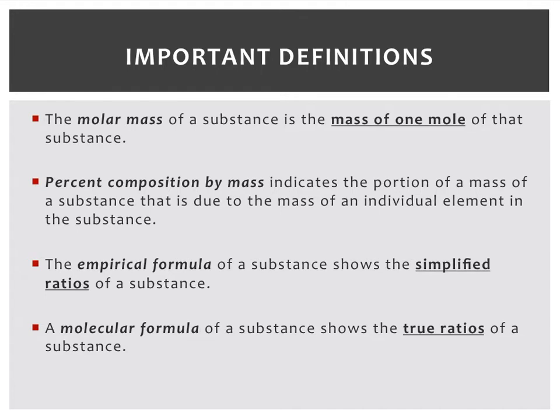Next we have the empirical formula. This is a throwback. The empirical formula of a substance shows the simplified ratios of a substance, whereas the molecular formula shows the true ratios of a substance. For example, I will show you guys right here. C2H6 is an example of an actual substance, ethane, and if we simplify to its empirical formula state, we could get it down to CH3. That's the difference between the molecular formula and the empirical formula.